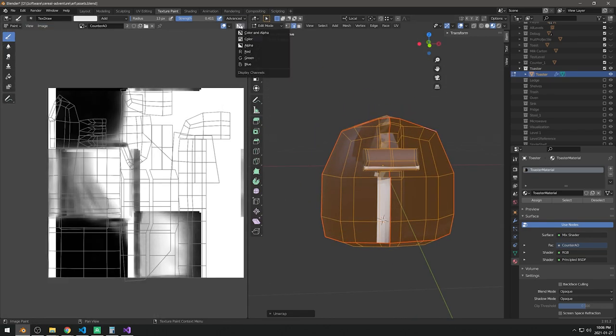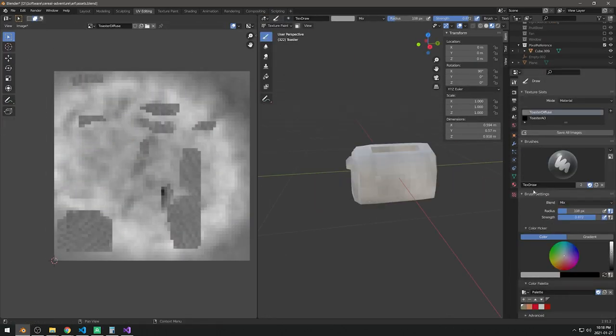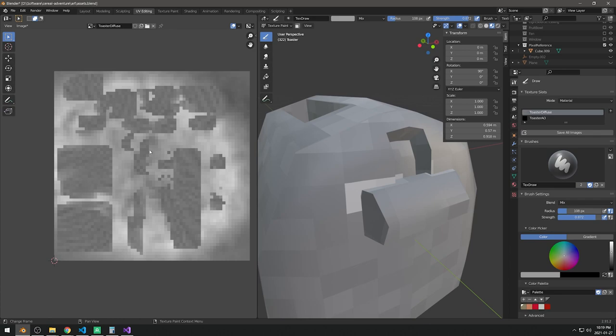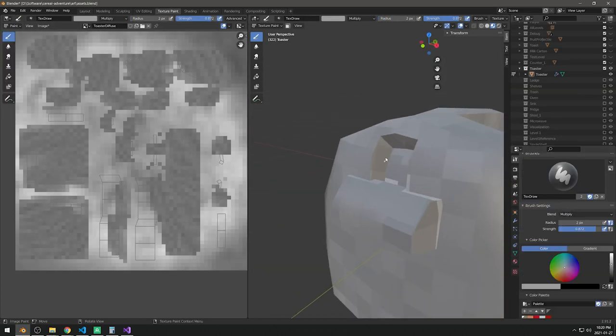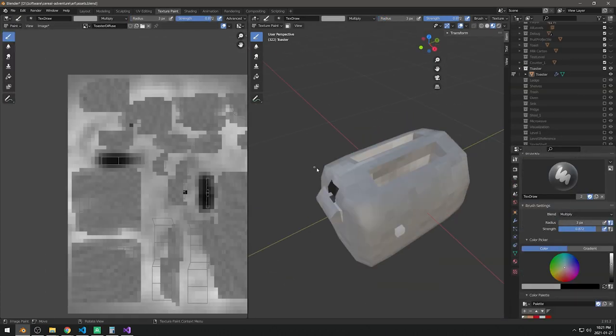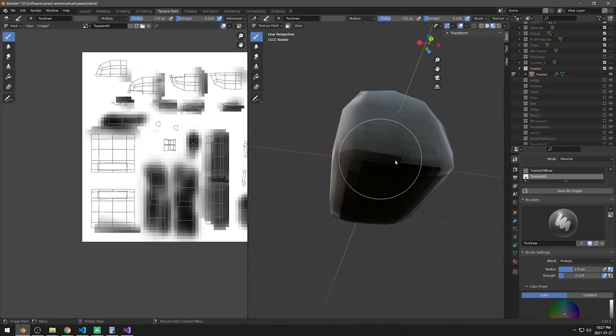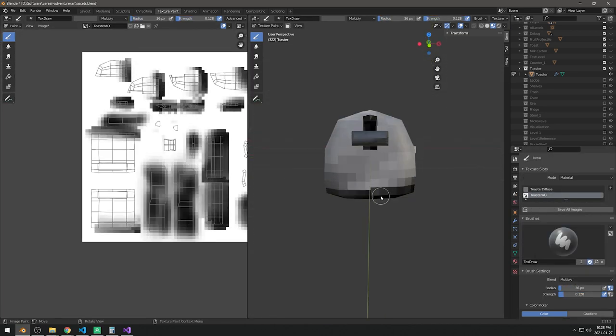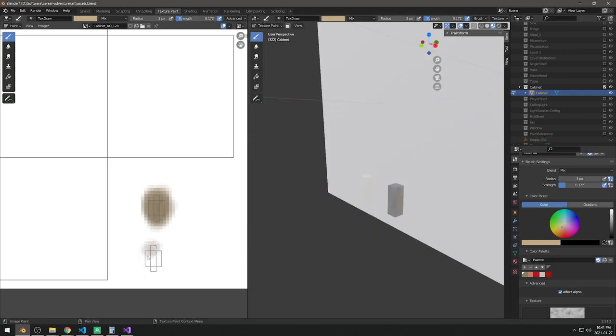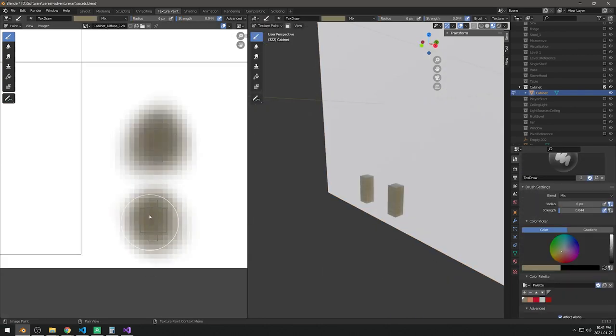painting our other assets. I followed pretty much the same process for the toaster. UV mapping, followed by painting, diffuse, and ambient occlusion maps. And the same process again with these cabinets.